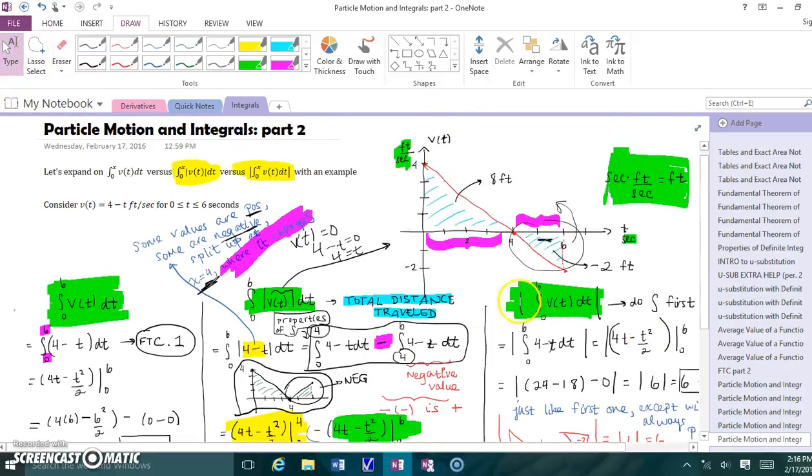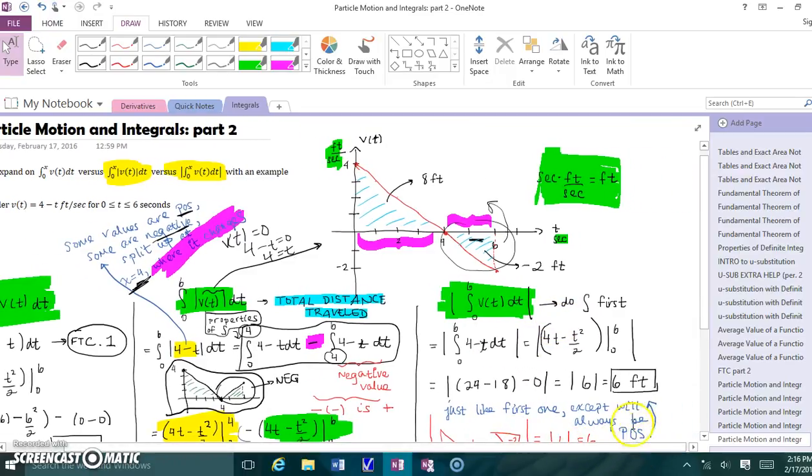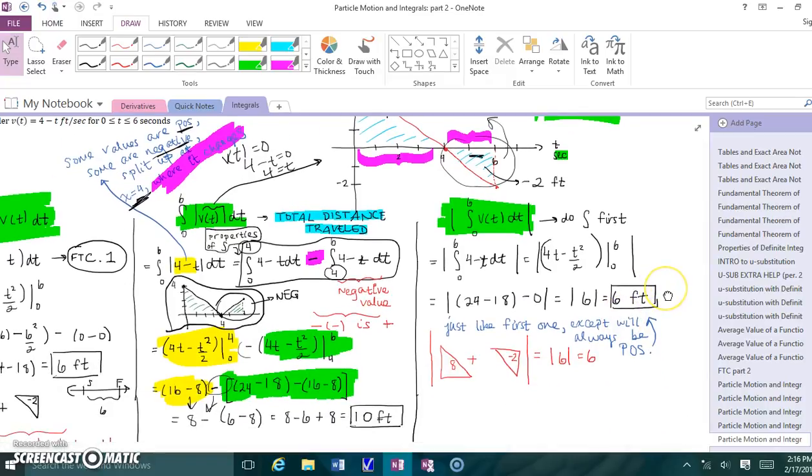Now let's consider doing the regular old integral, which we did here, but then doing the absolute value. So we're doing the integral first. What happens here is I'm going to do the regular old integral. Notice that these are absolute value bars. These are absolute value bars. This bar here is just the notation for the first fundamental theorem of calc. Okay, I took the antiderivative. I'm going to plug in 6. I'm going to plug in 0. I'm going to subtract, and then I'm going to do the absolute values.